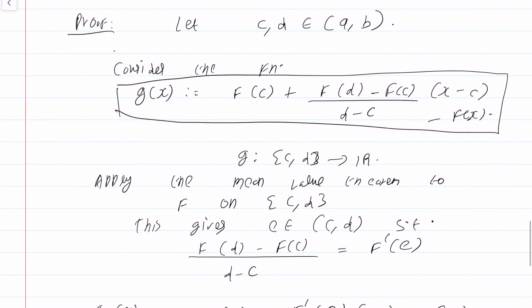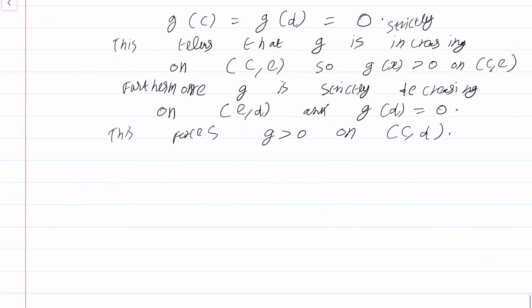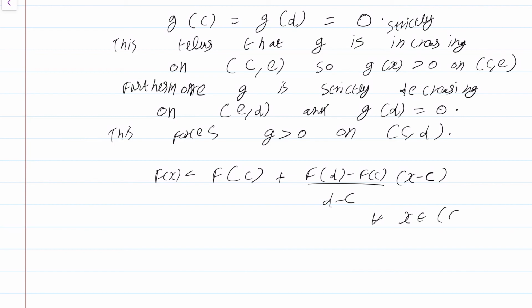In other words, the function we considered, g(x), is greater than 0, which is just going to say that f(x) is less than f(c) plus ((f(d) − f(c))/(d − c))(x − c) for all x in (c, d). In other words, f is strictly convex upwards.